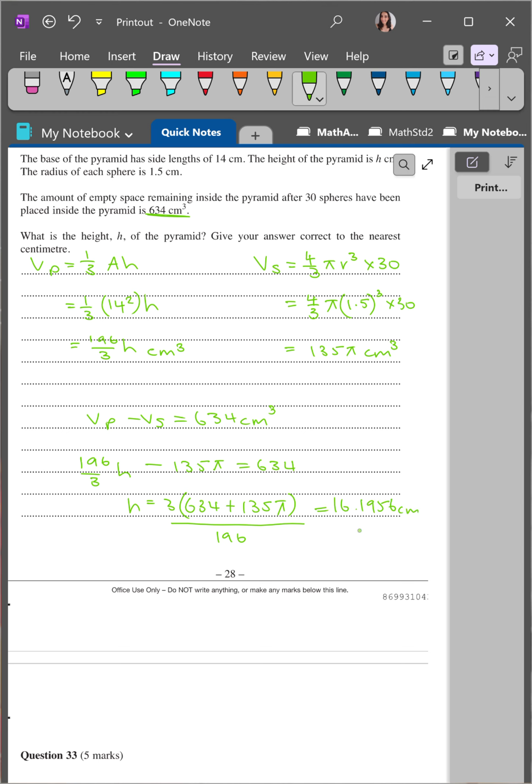16.1956 centimeters, and that's to 4 decimal places. But if we want it to the nearest centimeter, that is going to equal 16 centimeters to the nearest centimeter.